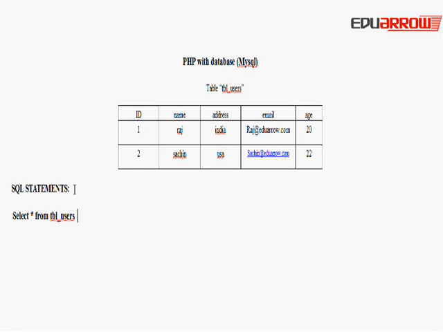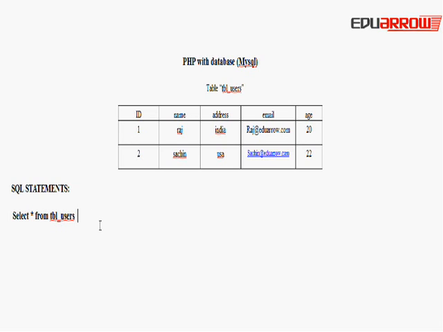Let's first discuss SQL statements. This is a simple select statement to select all the records from the table tbl_user. SELECT * FROM table name. This will display all the available records in the table.